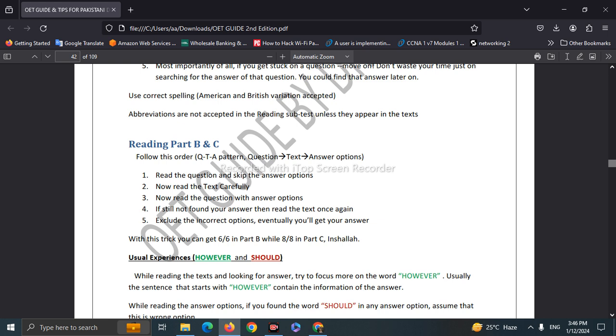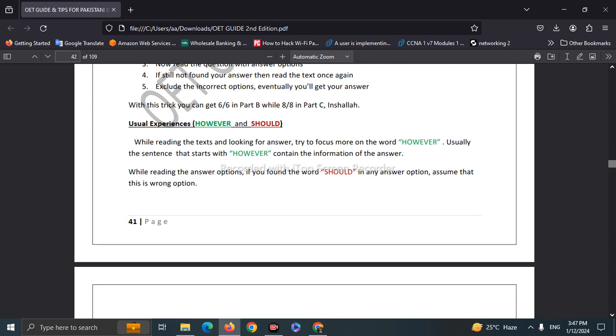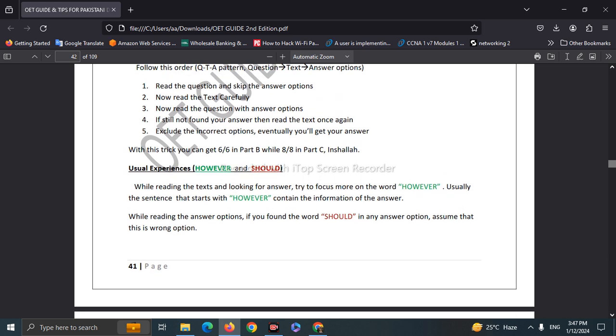Again, exclude any incorrect option. If you don't find your answer, then try to eliminate the other two options. In this, two words are very important: however and should. While reading the text, looking for the answer, try to focus on the word however. Usually the sentence that starts with however contains the important information of the answer.